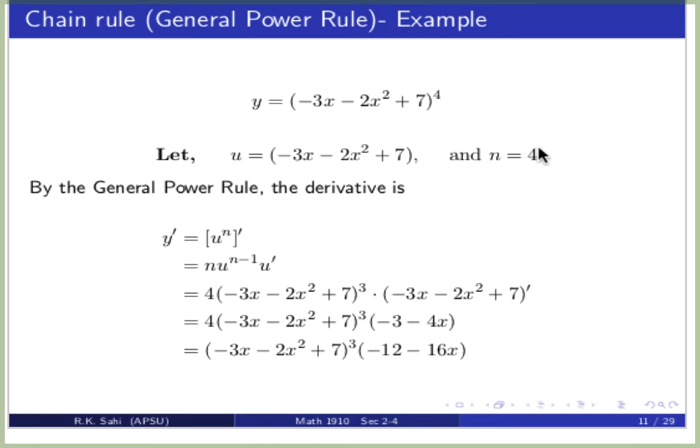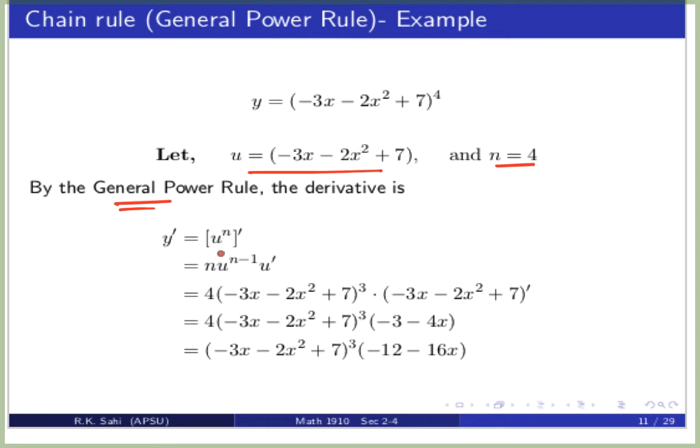Okay, now let's look at the problem. y equals negative 3x minus 2x squared plus 7, this whole expression to the power 4. Now, as problems get messier, we do not want to open up this whole expression to the power 4. That's why the general power rule is very, very helpful. Clearly, this is an expression to the power 4, so your n is 4, and u is negative 3x minus 2x squared plus 7.